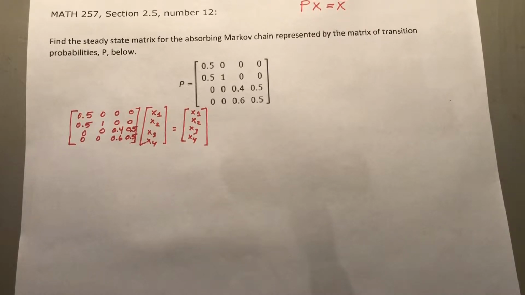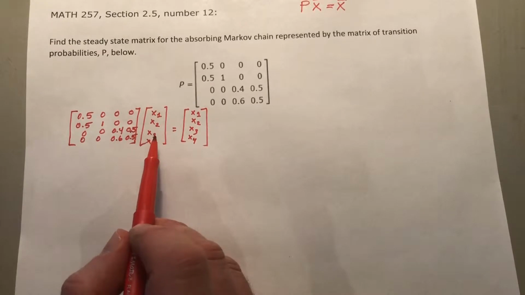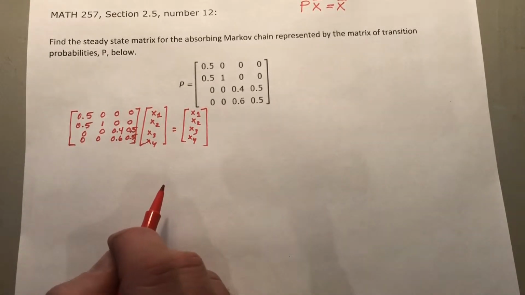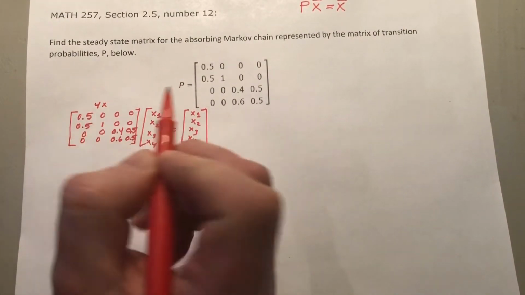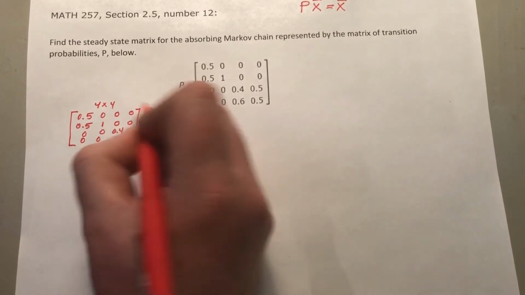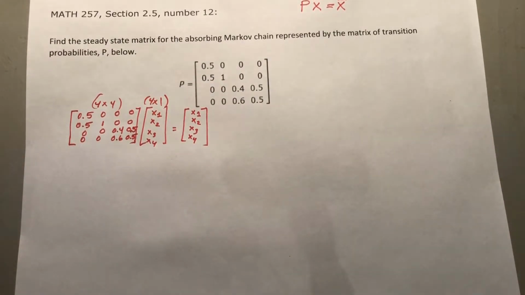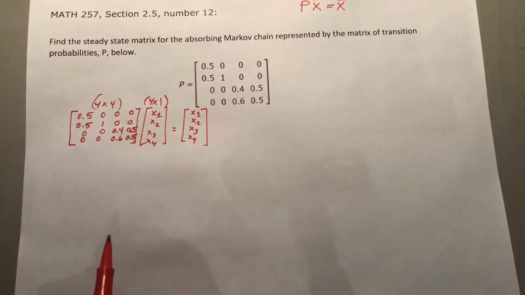Now I'm going to convert this into a system of equations by multiplying the matrix P by this matrix X. Because this is a 4 by 4, and this is a 4 by 1, I end up getting a 4 by 1 back, and I'm going to set that equal to these particular values in this matrix over here. You'll see how it works.